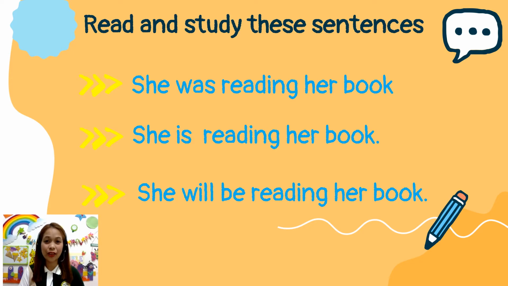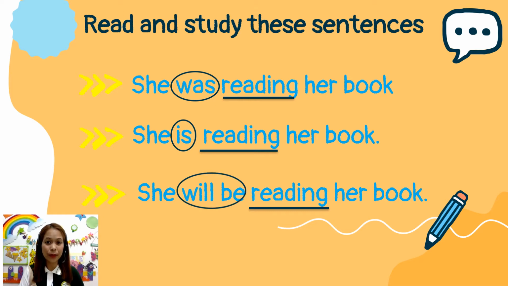Let's read and study the following sentences. She was reading her book. She is reading her book. She will be reading her book. The main verb reading expresses a continuing action and is accompanied with a helping verb: was, is, and will be. Together they form verb phrases to show progressive tenses.